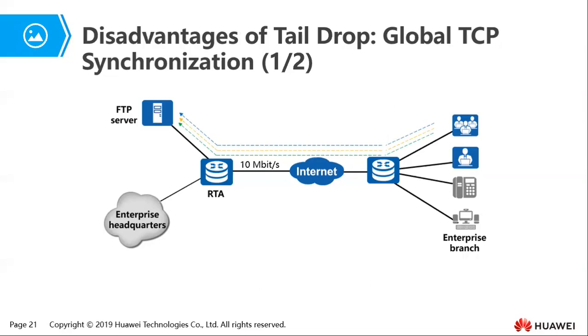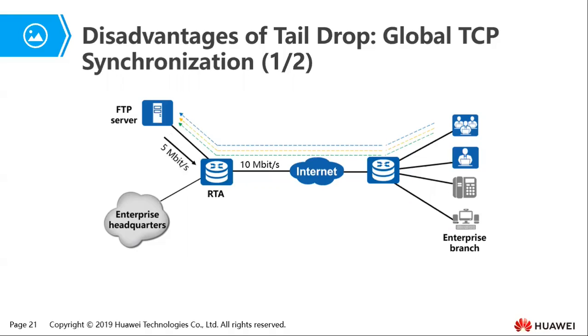Now, tail drop might help to reduce congestion, but it also results in 3 main problems. The first one is called global TCP synchronization. The other ones, we are going to see. Let's begin with global TCP synchronization.